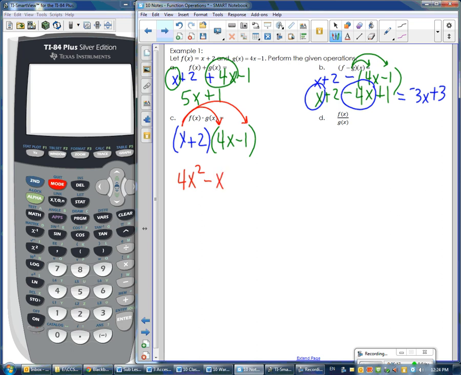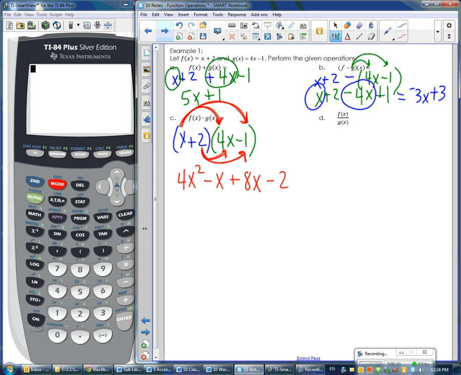Now it's time for me to distribute the 2. So 2 times 4x is going to leave me with a positive 8x, and 2 times negative 1 is going to leave me with a negative 2. You may also have remembered this method as the FOIL method, and that's because the first thing we did was multiply our first terms together. Then we multiplied our outer terms together. Then we multiplied our inner and our last, and that's where the word FOIL comes from. But it's essentially the distributive property.